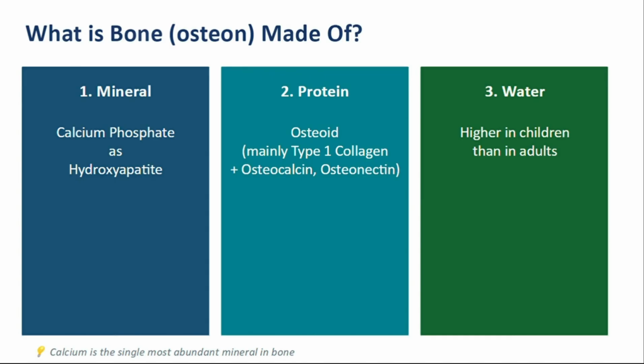The bone is made up of mainly three components. One is mineral, the second one is water, and the third one is protein. The bone is also called osteon. In the mineral component, we see calcium phosphate in the hydroxyapatite form, and calcium is the most abundant mineral in our bone. In the protein, we see mainly type 1 collagen, and the third one is water, which is more in children compared to adults.